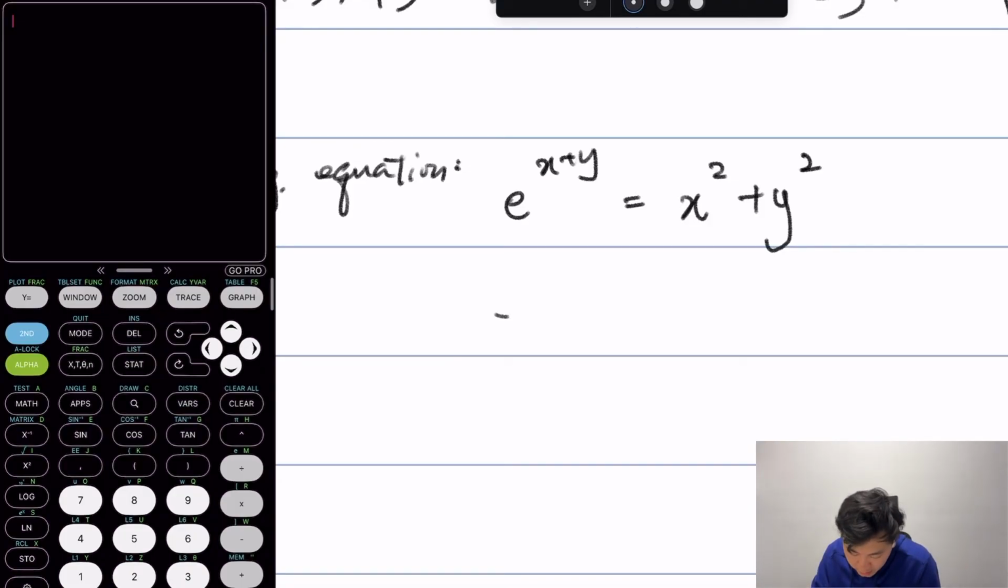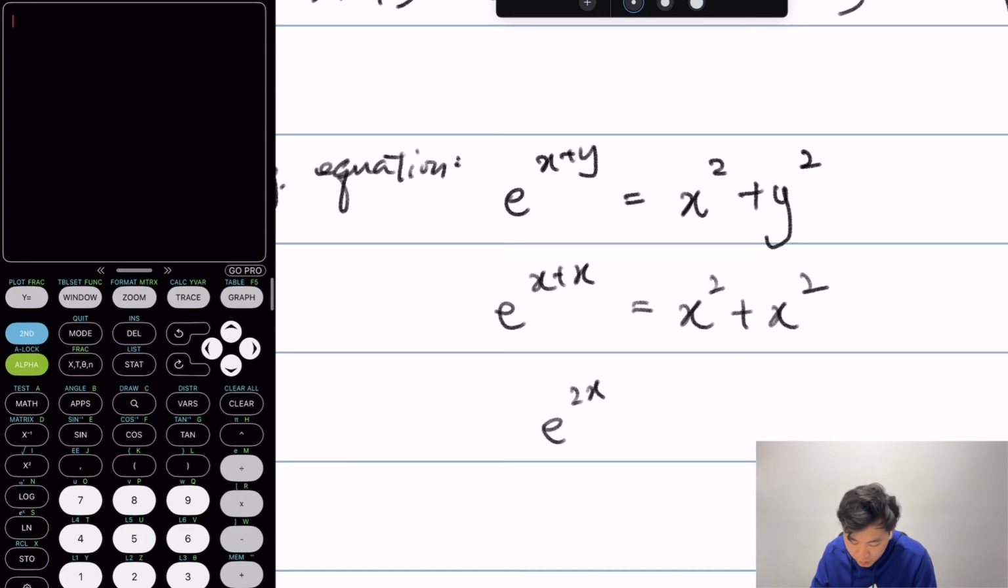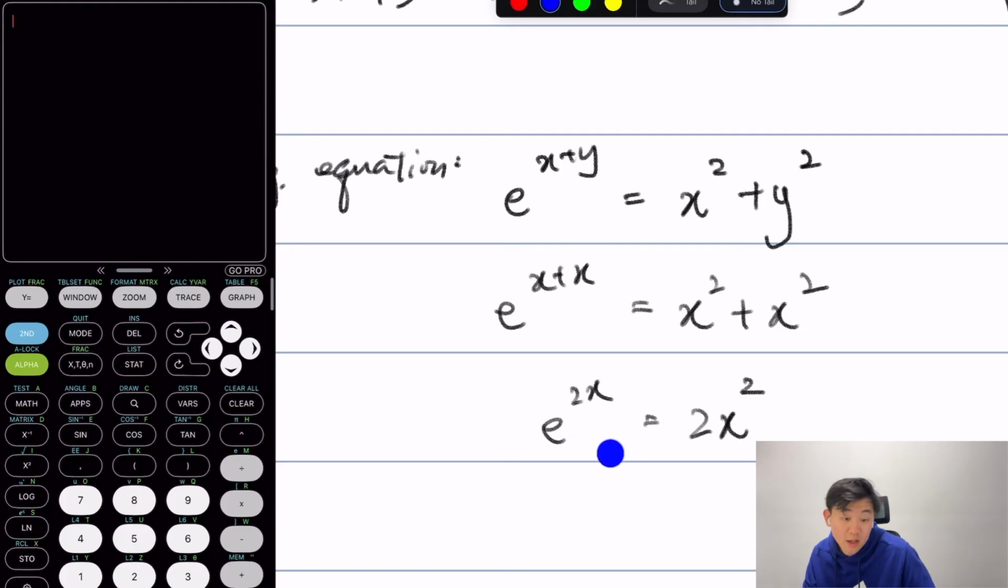We can then write it as e to the power of x plus x equals x squared plus x squared, like that. So e to the power of 2x equals 2x squared, like this. All right. So for this one, you can actually use your calculator to solve for it. Since we don't have the solver function in here, we can still figure it out.